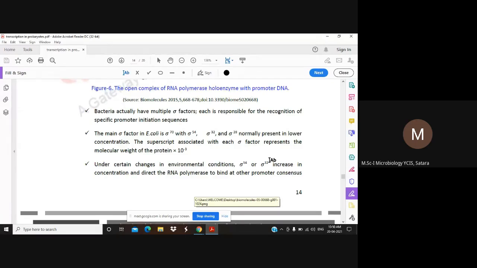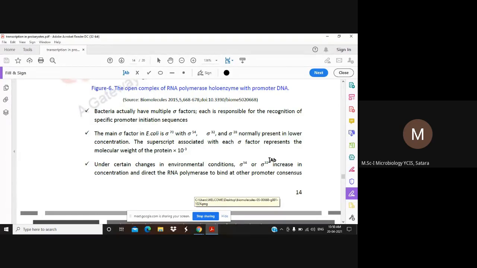So this superscript associated with the sigma represents the molecular weight of the protein. What is the sigma 70, 54, 32? These numbers are nothing but the molecular weight of the protein into 10 raised to minus 3. म्हणजे सिग्मा 70 जर असेल तर ते काय 70 हे, it is the molecular weight. That is, the molecular weight of the protein is 70 into 10 raised to minus 3. Okay, Daltons. So this is the molecular weight of the protein.